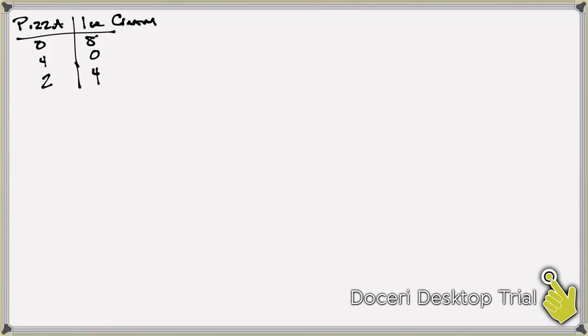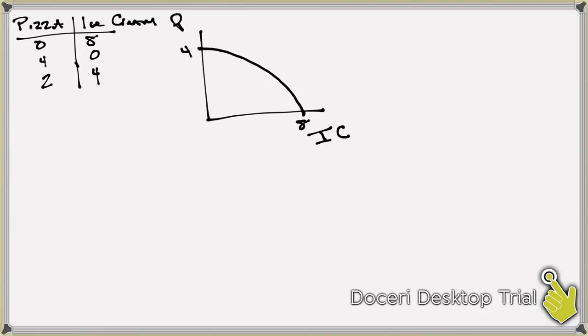And then we took that info and we drew a graph, right? Looks something like this. I'm just going to put pizza here, and this is going to be ice cream here. And we've got our production possibility curve, looks something like that. We know that we can produce 4 pizza and 0 ice cream, or 8 ice cream and 0 pizza. Okay? So that's our production possibility graph.